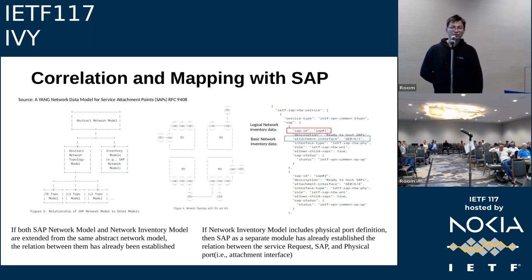So how do we do the correlation with the SAP? If we assume both network inventory and SAP can be extended from the IETF network model, it will be easy to establish this kind of mapping. We can consider having a physical port in the basic network inventory, so it will be easy to establish the mapping with SAP, like the parent termination point. So this is the idea. Next.